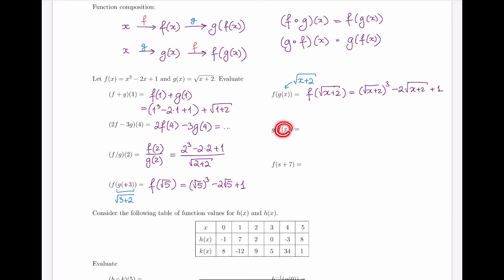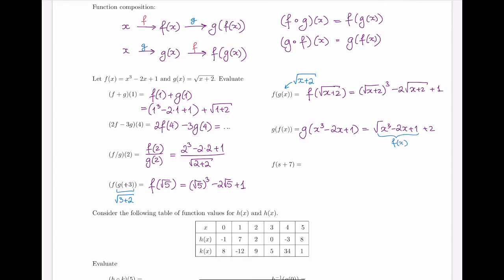Okay, now in the opposite order, if I have g of f of x, that means that I have to first plug x into the function f, which is x cubed minus 2x plus 1. And now I have to plug this entire expression into the function g every time I see x in there. So instead of x, I'm going to have this entire function: x cubed minus 2x plus 1, plus 2. So this guy was my f of x.